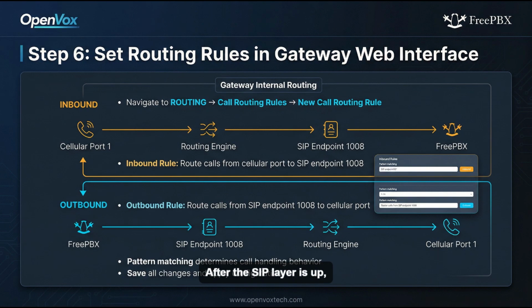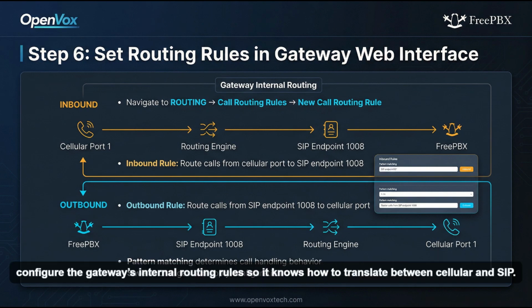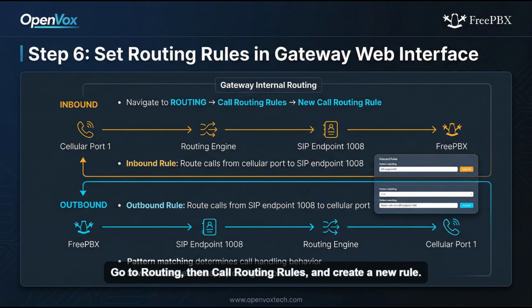After the SIP layer is up, configure the gateway's internal routing rules so it knows how to translate between cellular and SIP. Go to Routing, then Call Routing Rules, and create a new rule.